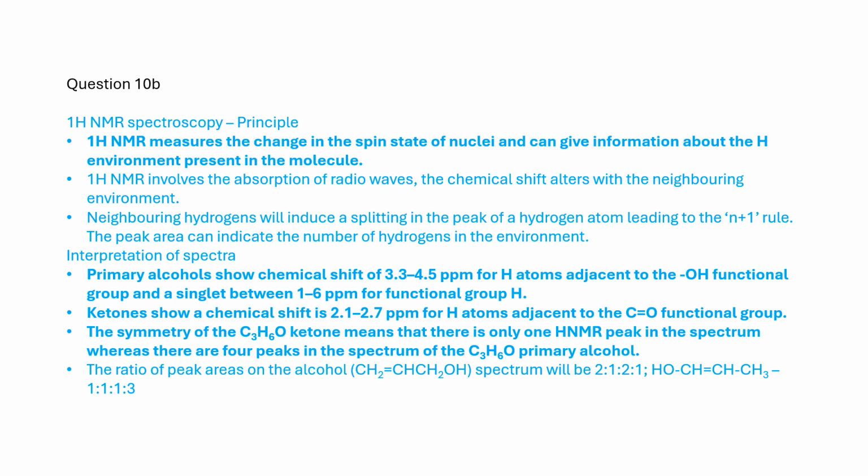Ketones show a chemical shift of 2.1 to 2.7 parts per million for H atoms adjacent to the C equals O functional group. The symmetry of the C3H6O ketone means that there is only one HNMR peak in the spectrum, whereas there are 4 peaks in the spectrum of the C3H6O primary alcohol.